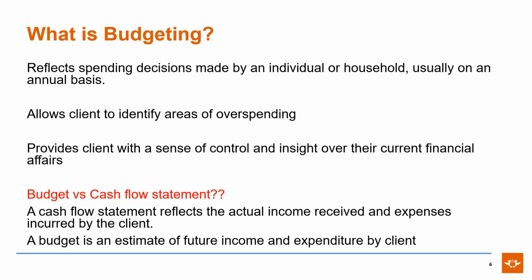And then what is the difference between a budget and a cash flow statement? A cash flow statement reflects the actual income received and expenses incurred, whereas a budget is an estimate of future income and expenditure by the client.